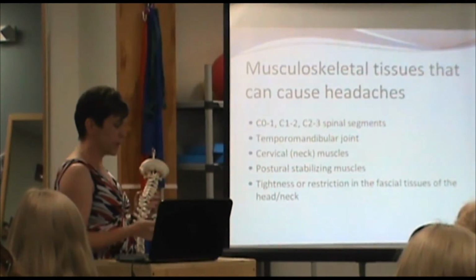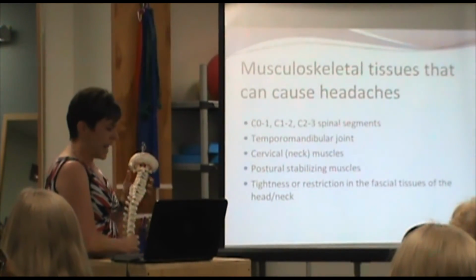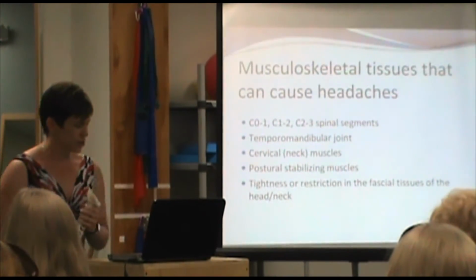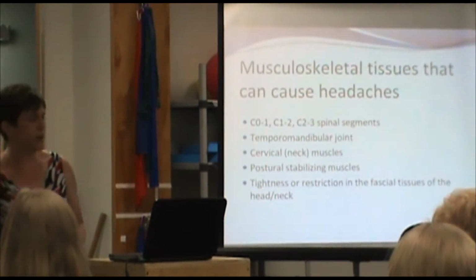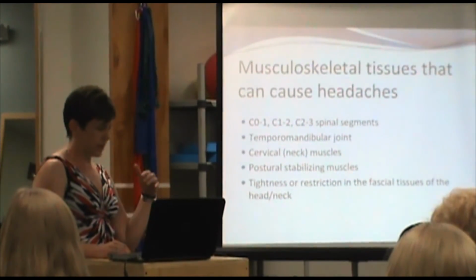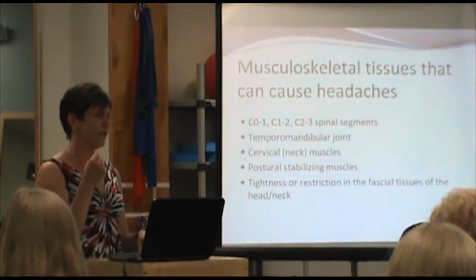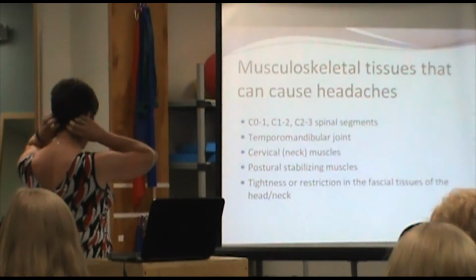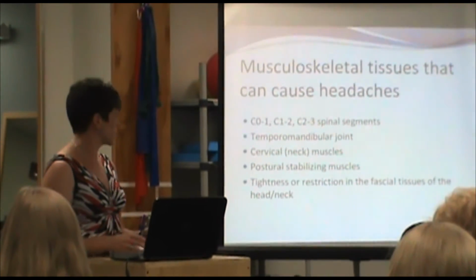The cervical or neck muscles and the postural stabilizing muscles, which we've already talked about. And tightness or restriction in the fascial tissues of the head and neck. The fascia is a thin membrane or layer of tissue that sits beneath the skin and surrounds or envelops the muscles. If there's pulling on the fascia, it can pull at some of the structures at the base of the skull, which is commonly the location of a cervicogenic headache.